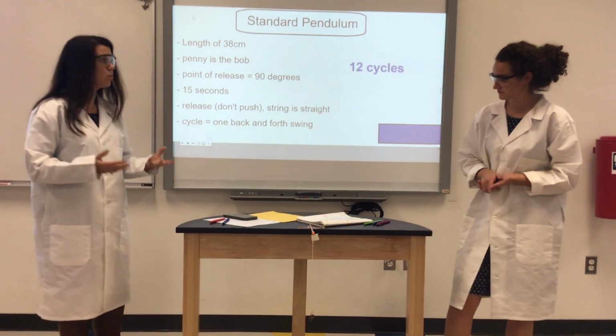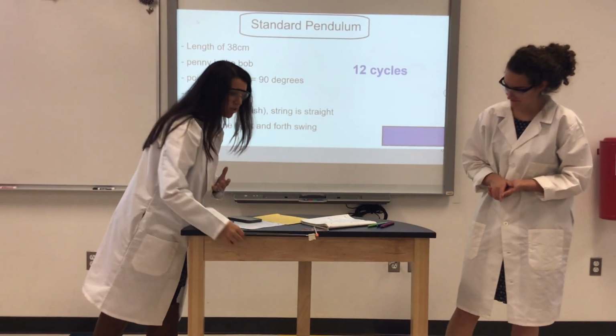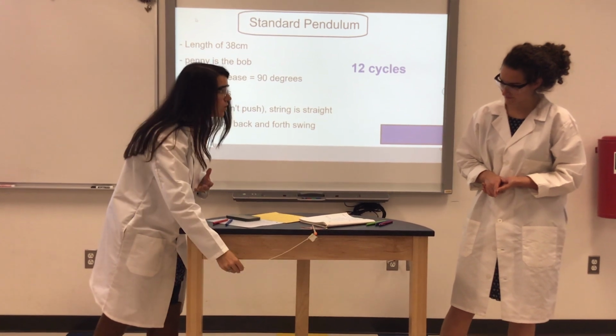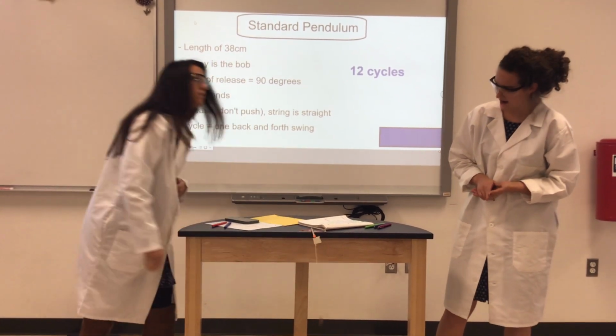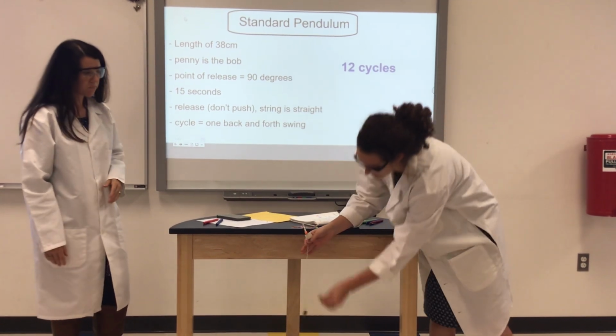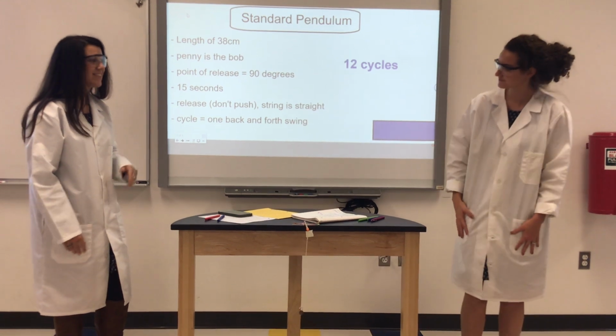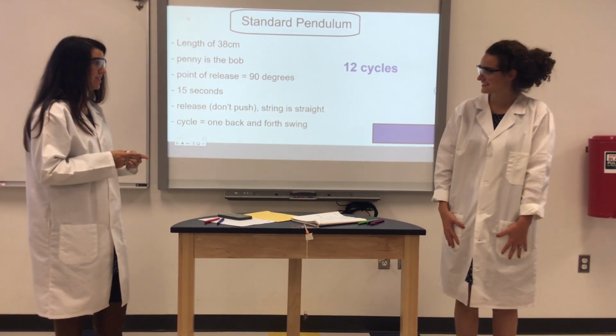We could also change the point of release. So instead of releasing it at 90 degrees, we could hold the pendulum up higher or maybe lower. I like that idea. We could also try to change the length of the pendulum, the length of the arm. We could try a really long string or maybe a really short string and see if that makes a difference. I think that's a great idea. Let's go with that one.